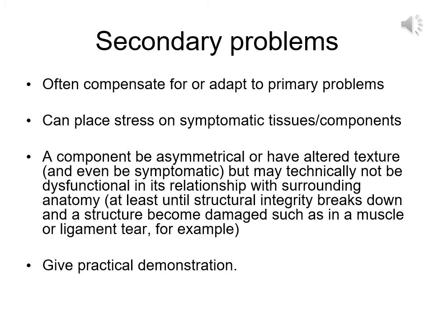Secondary problems, adaptive problems. I gave the example with Veronica. Secondary problems in the body, so we just talked about primary problems, the areas that are really dysfunctional. Secondary problems often compensate or adapt for primary problems. So, for example, that pelvic low back problem will place stress on symptomatic tissues, such as the ankle, and then cause pain. So technically a component may be asymmetrical or even have altered texture and even be symptomatic, but might not be dysfunctional. In other words, its relationship with surrounding anatomy is actually okay.